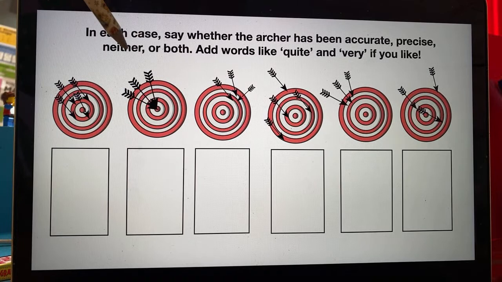The third one, all the arrows are really quite close together, but they're not on the target. The fourth one, the arrows are, I think, pretty much just scattered randomly. The fifth one, all the arrows are really close together, but in a totally different place again. And the sixth one, the arrows are in a triangle, but it's not around the bullseye. It's around just kind of another half of the board. So one angle's arrows right on the edge and the other arrows are either side of the bullseye. What do you think? Precise, accurate, neither, both, very, not very.